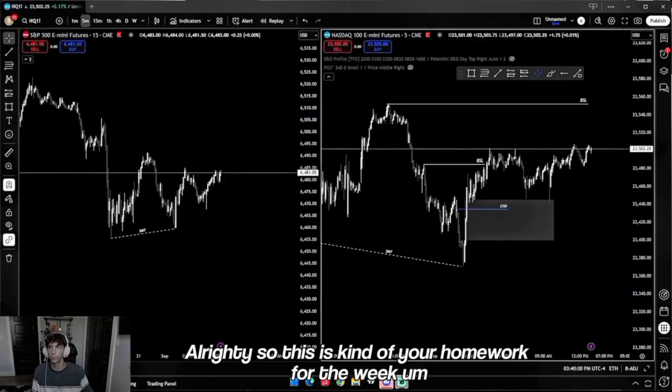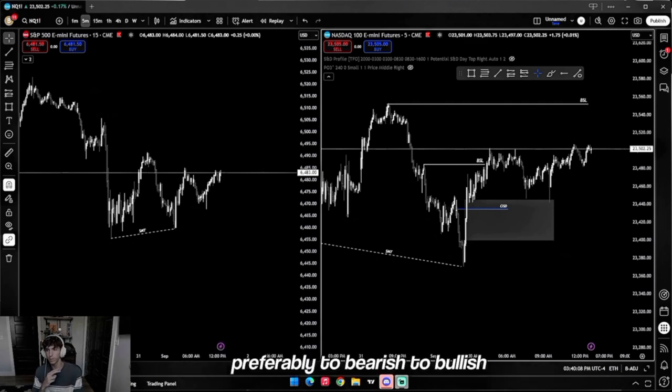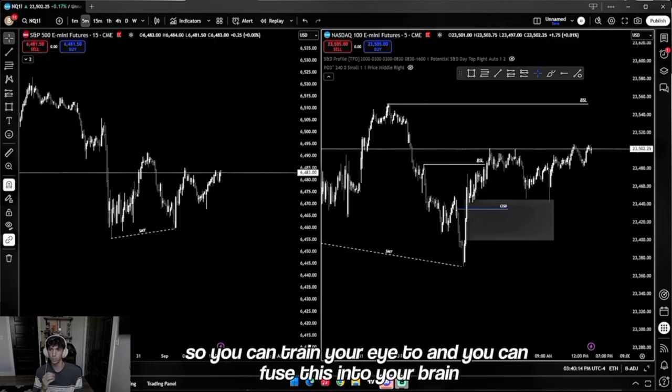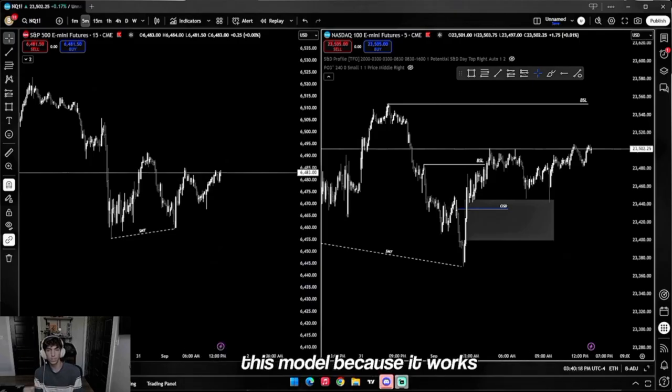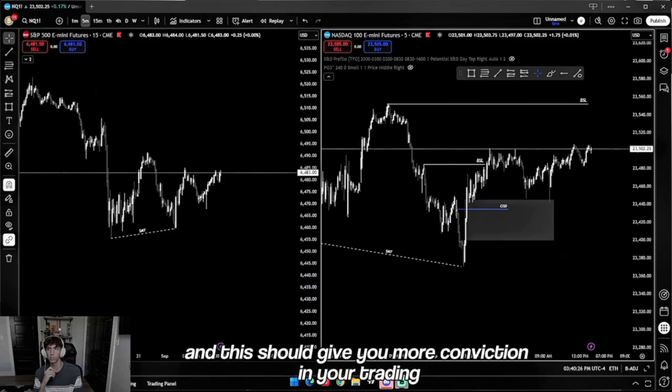Alrighty, so this is kind of your homework for the week. You can go to last week and you should find two valid setups, preferably two bearish, two bullish, and once you find that, screenshot it so you can train your eye and fuse this model into your brain, because it works. And once you have done this, comment SMT unlocked, because this is a huge confluence and this should give you more conviction in your trading.